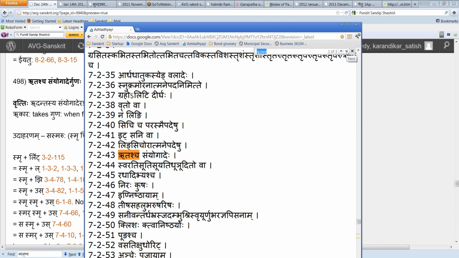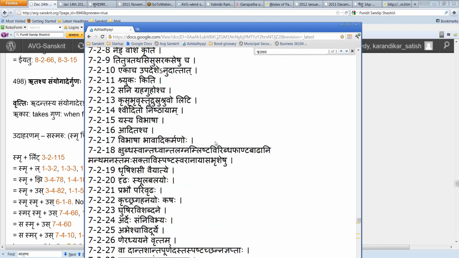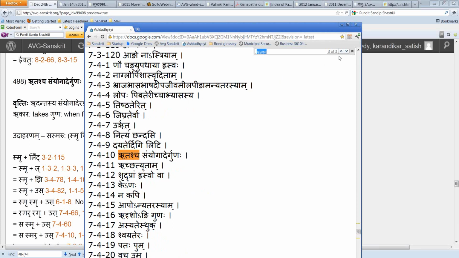In 7.2.43, look at the number. This is not today's topic, I'm just giving you a heads up. It's 7.2.43, which means in the idagama section. Remember, we studied 7.2.35 and 7.2.10 in the last class. So this is a section of the idagama, and in that section there is a very similar sutram, Ritashcha sanyoga dehe. Don't confuse it with Ritashcha sanyoga der gunaha, which is what we're doing today. One is for an idagamaha topic, and this is talking about a guna adesha when lit follows.